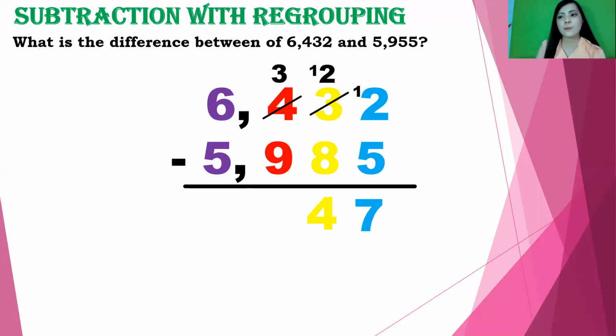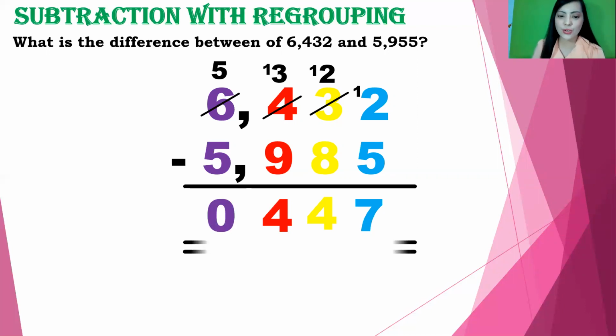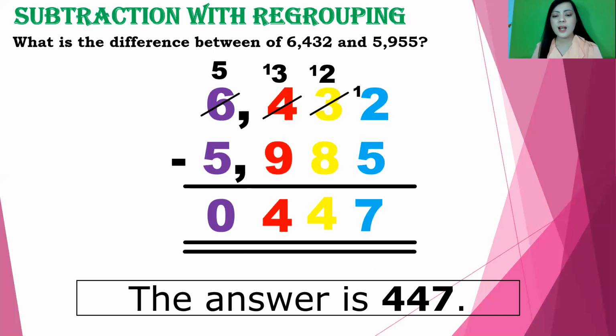Now go to the hundreds place. 3 minus 9 cannot be. So you borrow 1 from the 6,000. So 6 becomes 5. So 13 minus 9, you can now minus, 13 minus 9 is 4. And 5 minus 5 is 0. So the final answer is 447.